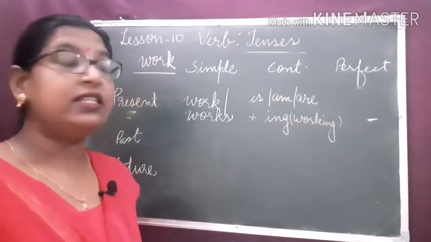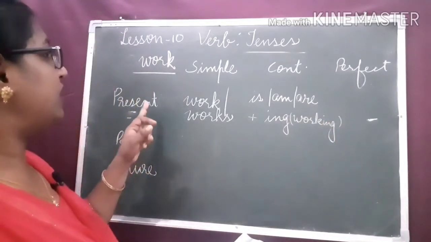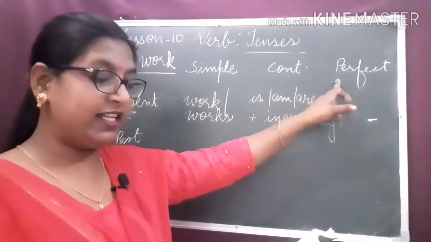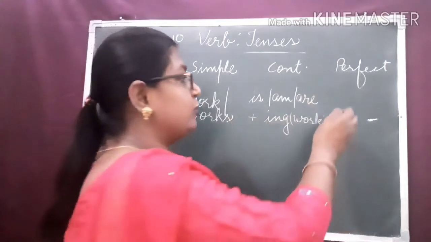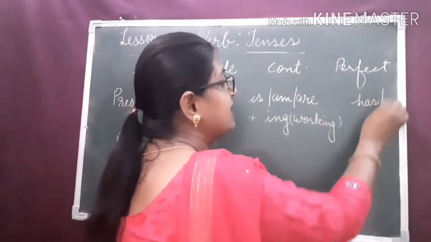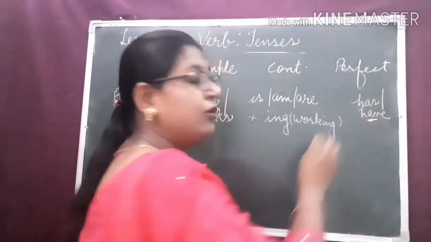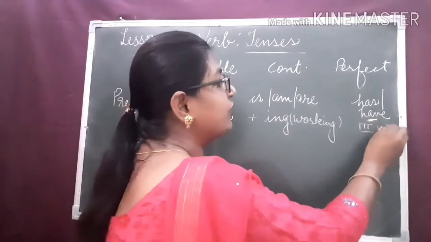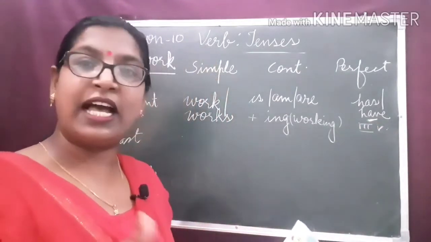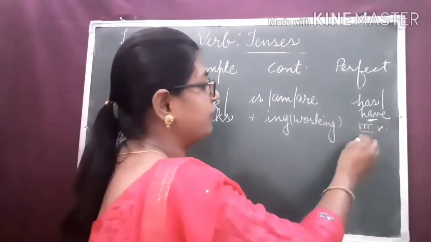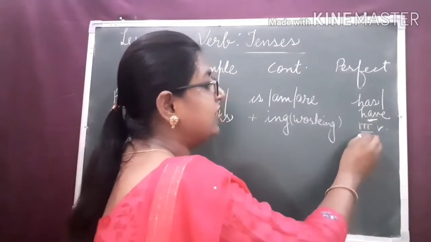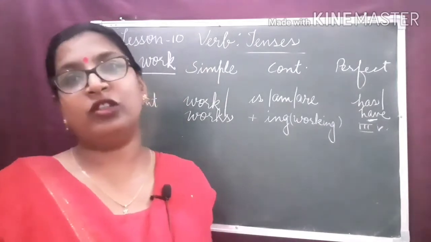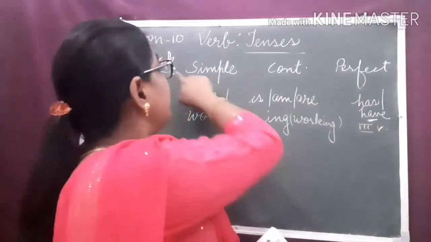Clear? And in present perfect tense, we use the helping verbs or the auxiliary verbs has or have plus third form of the verb. We use has or have plus third form of the verb and it becomes has worked or have worked. Third form of the verb work is worked.